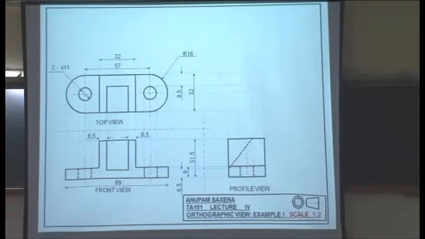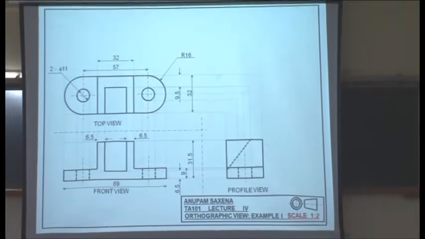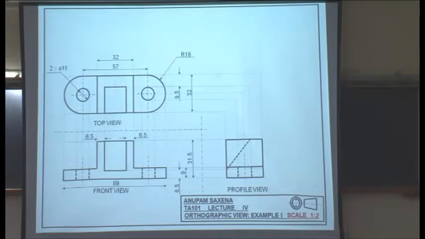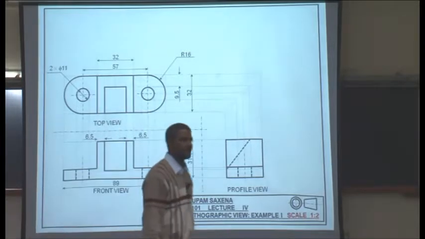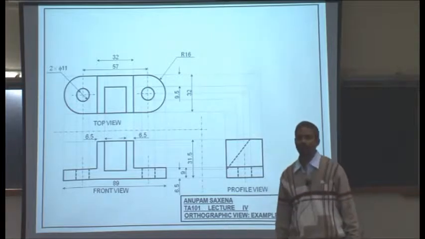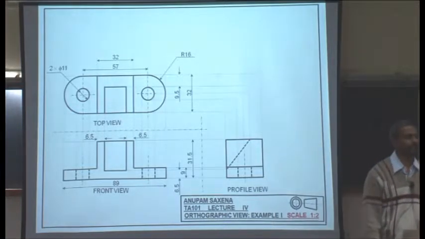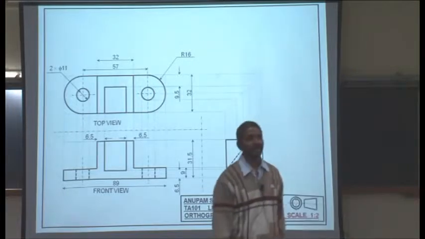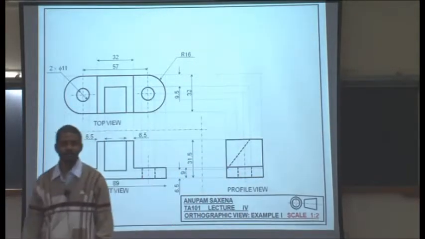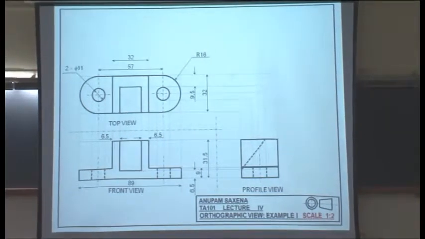Each object has a unique representation, so we can actually get the object back. So the question is, given the 3 orthographic views and nothing else, is it feasible for you to interpret the object? Who would say yes? Who would say no? Anybody who says yes? Would it be difficult? Yes or no? It would be difficult.